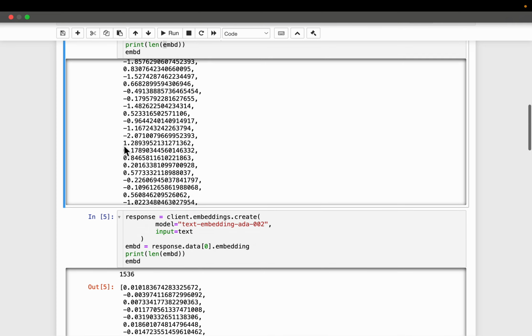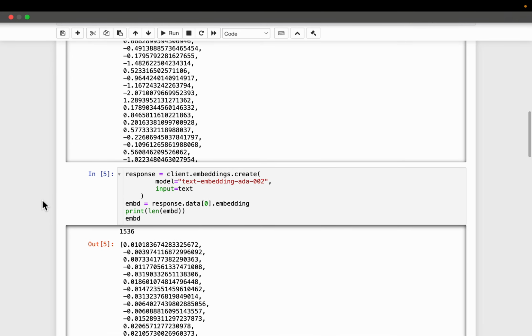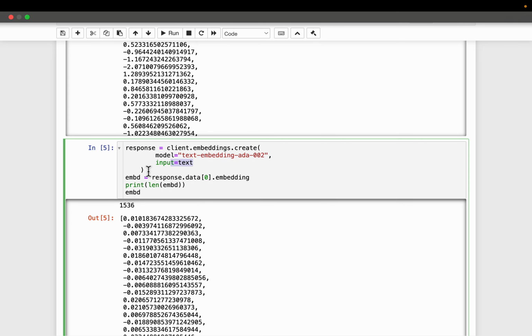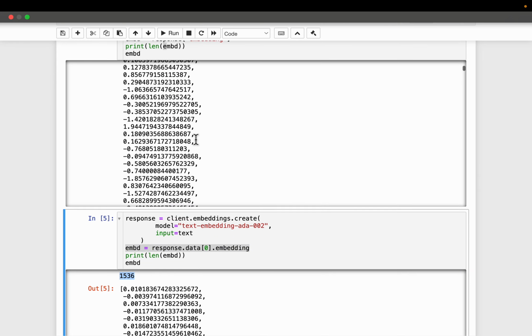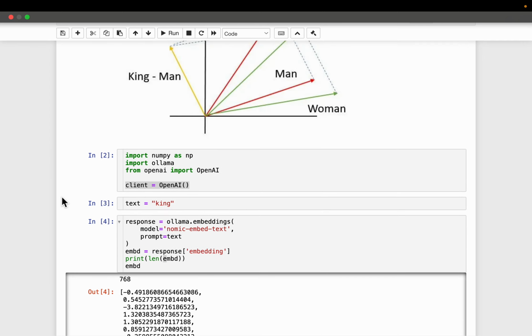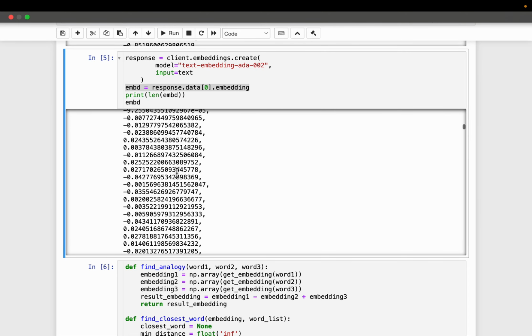Now OpenAI. Here we define the OpenAI client. For this, we need an API key, which I have already stored in my environment variables. This is the most frequently used or best performing embedding model from OpenAI, text-embedding-ada-002. We simply provide the text, so we get the embeddings. This time, the embedding dimension is 1536, nearly double the nomic embeddings. Again, it's a high dimensional space and the vector elements look like this.